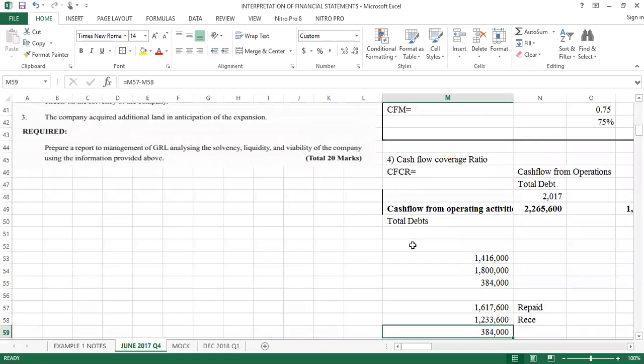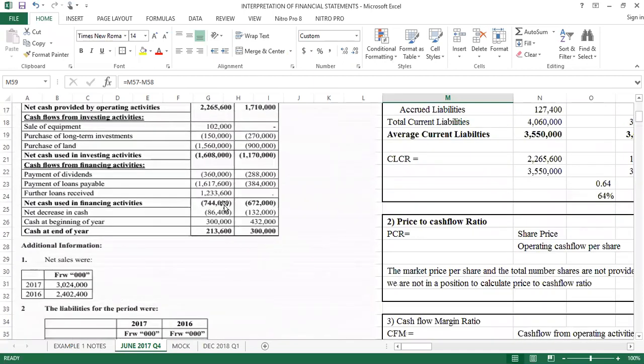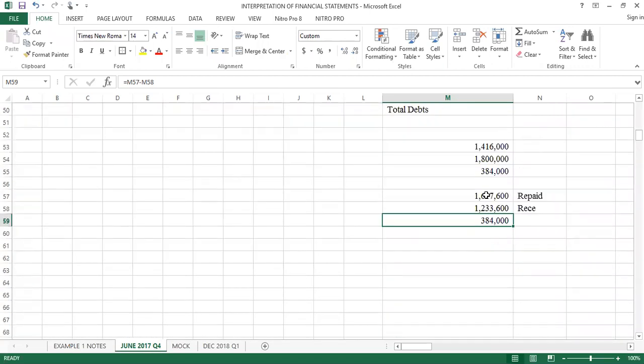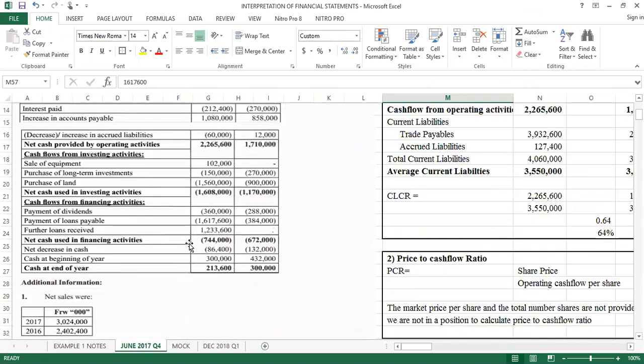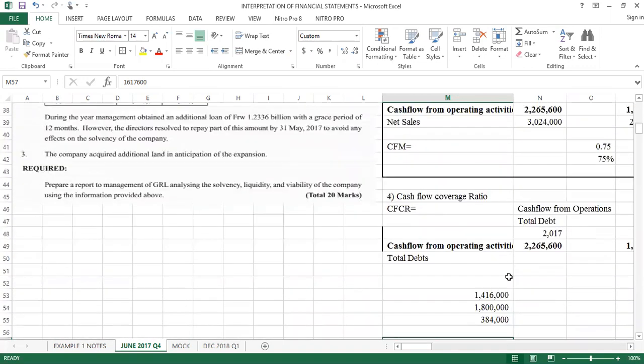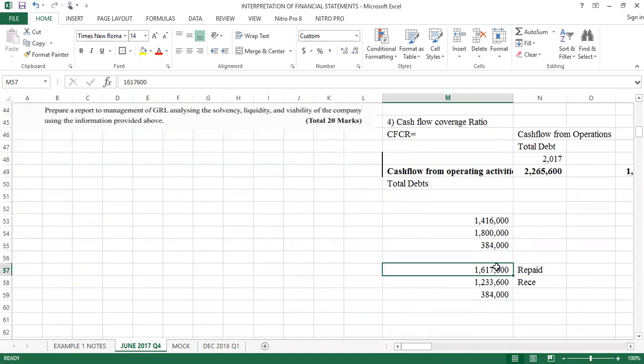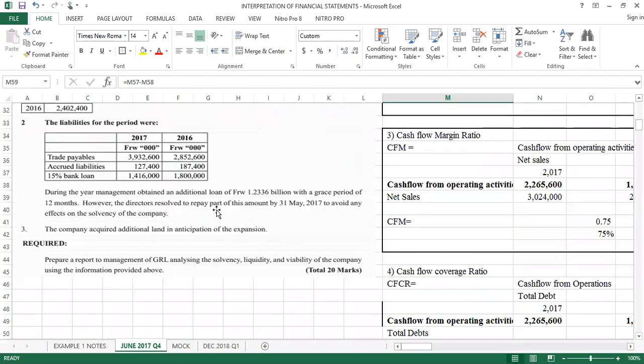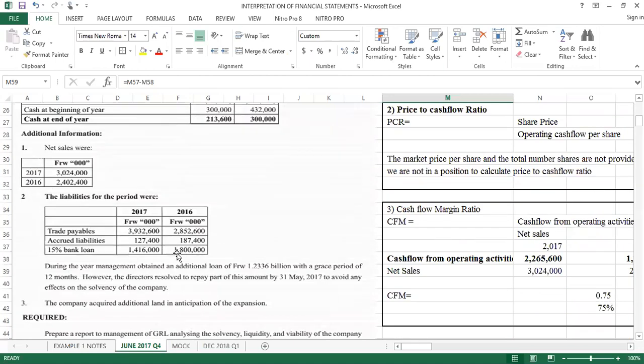It is the same. What do I mean? Let me explain. There was an amount that was repaid. The amount that was repaid was 1617 million. This one here, 16, was the amount that was repaid during the year. Now, look at that. The new amount that was borrowed during the year is this. So the difference between the amount that was repaid and the amount that was borrowed, the amount that was repaid was more by 384.